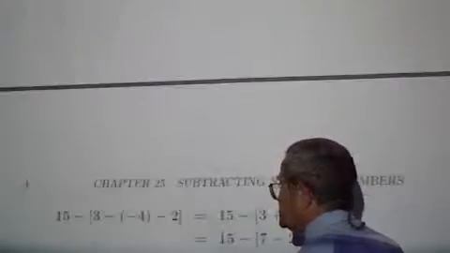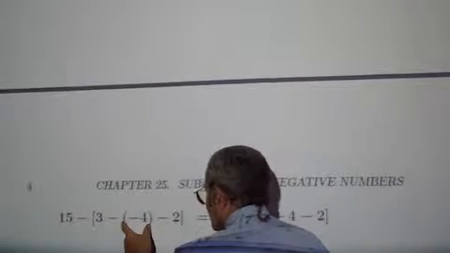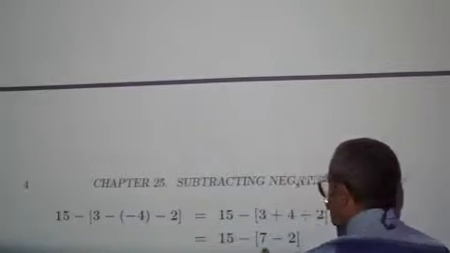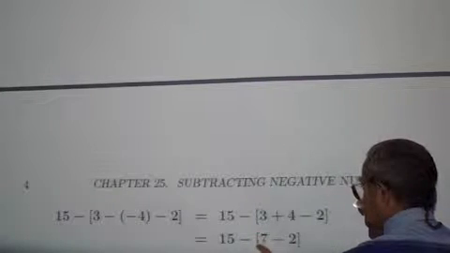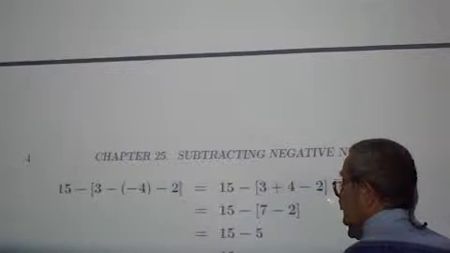Well, the solution is the negative 4 and the brackets right here. That gives you plus 4. That gives you in addition 7 minus 2, that gives you 5, and 15 minus 5 is 10. There's our 10.